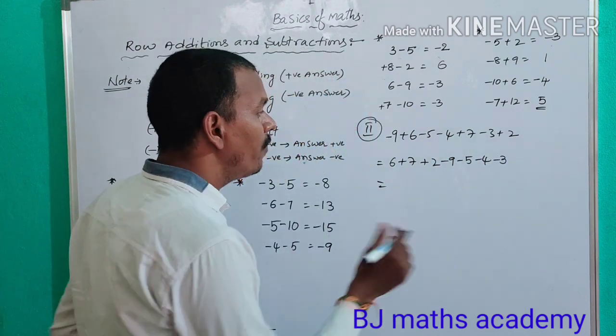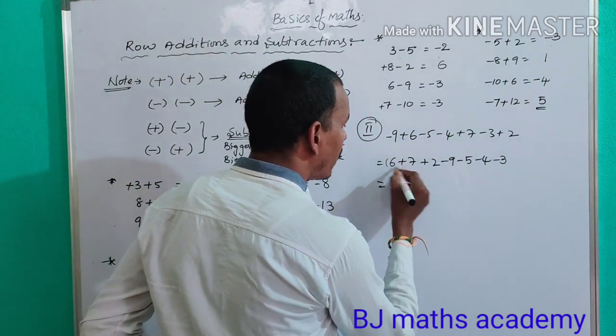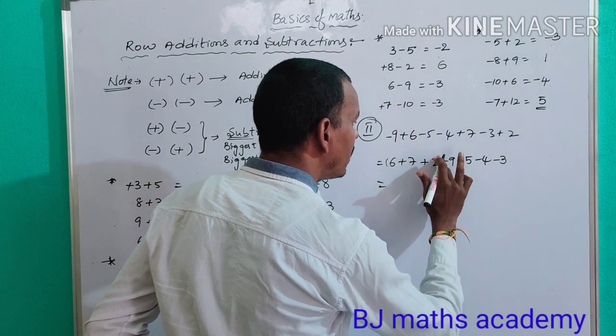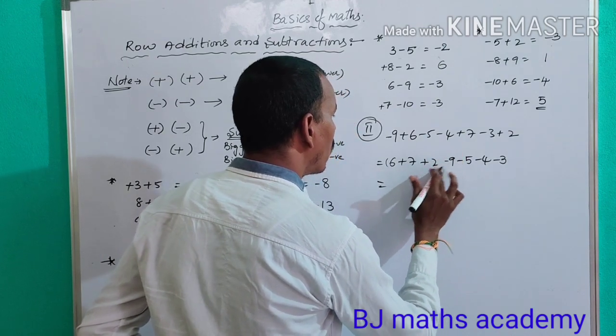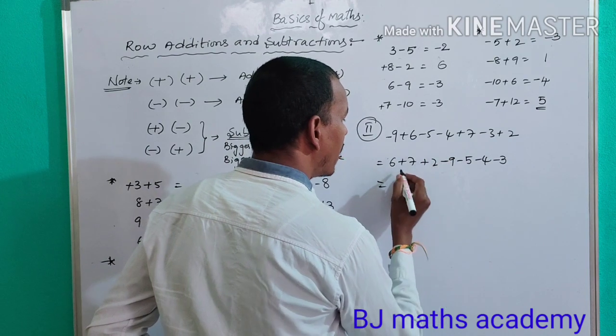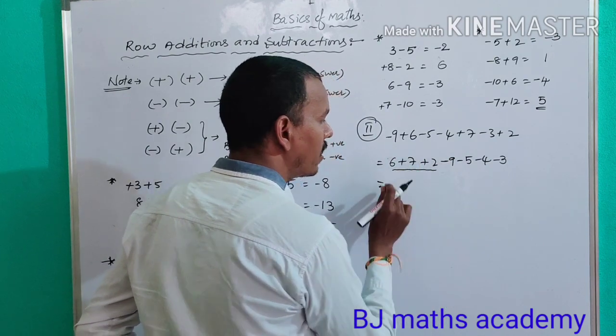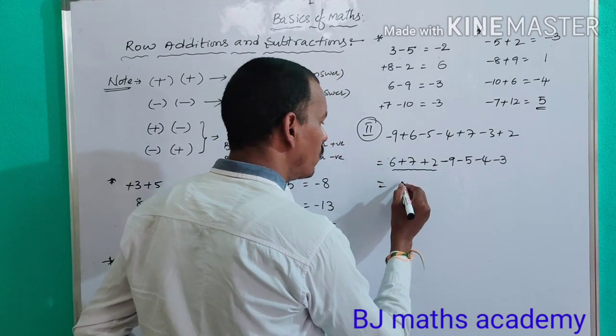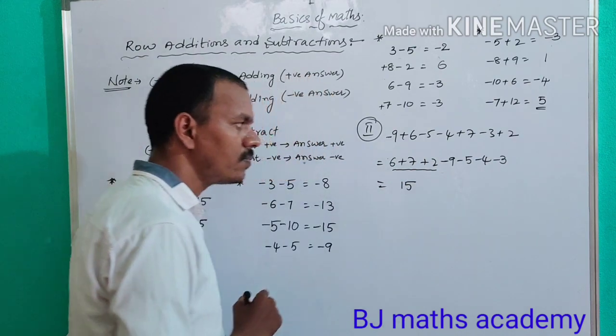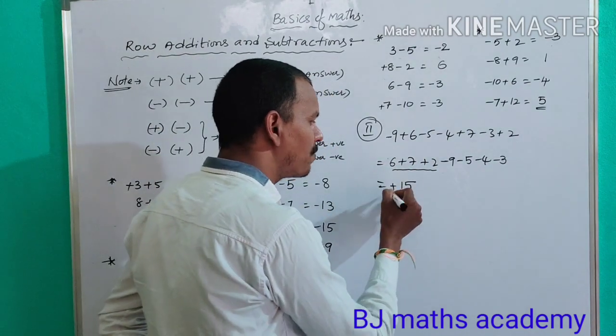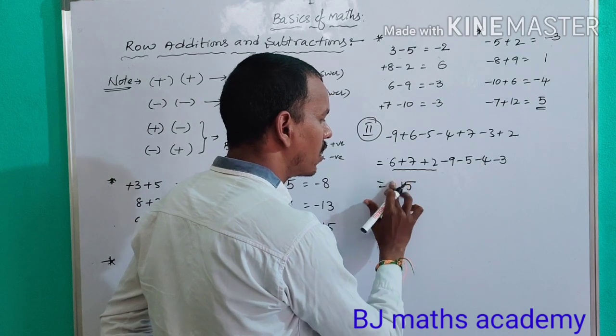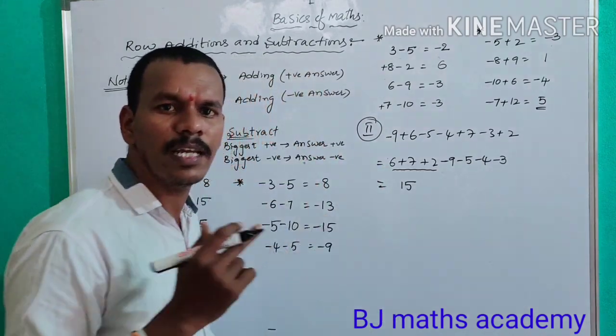Now here we can add the positive numbers separately, and the negative numbers separately. These positive numbers: 6 plus 7, 13, 13 plus 2, 15. That is, there is no sign, which means it is plus 15. No need to mention plus. But if there is minus, we must mention it.